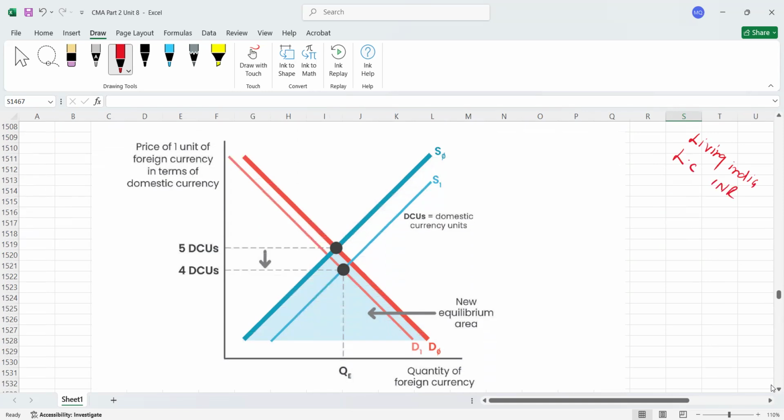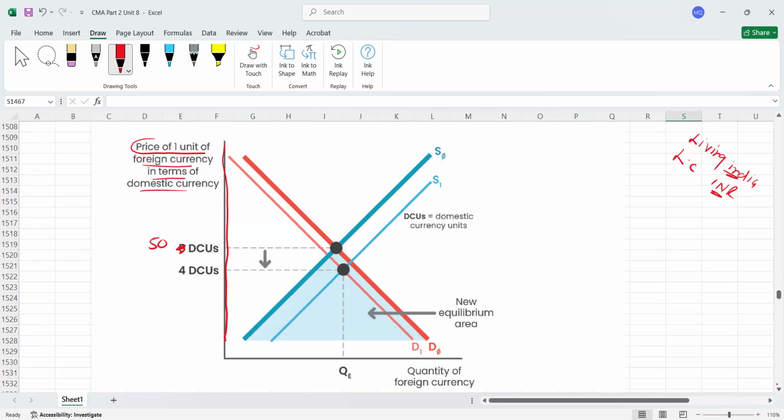So here we got a graph. If you look at this vertical side, it's written: price of 1 unit of foreign currency in terms of domestic currency. So I can change this figure and write it as 50. So you are living in India and your local currency is INR. Now please remember, here we got the equilibrium point.